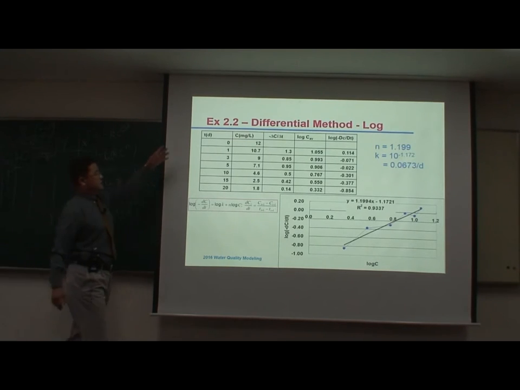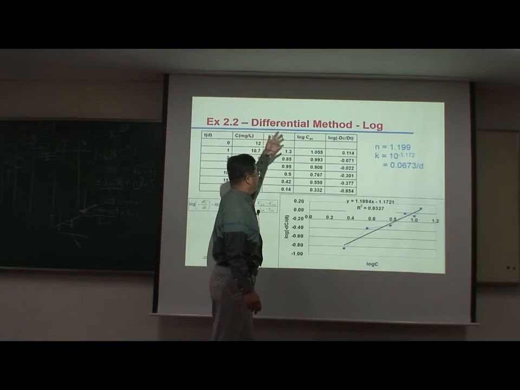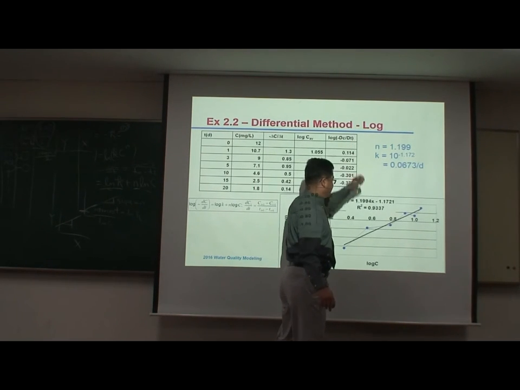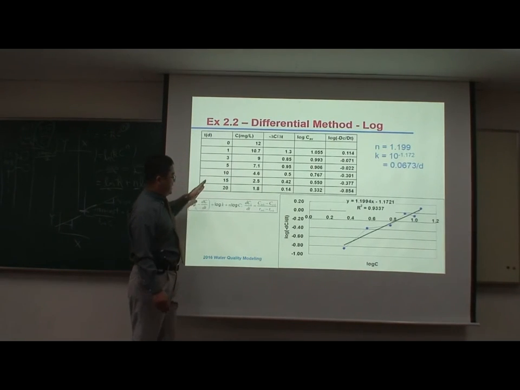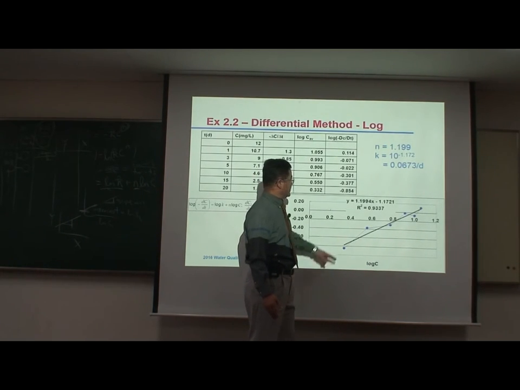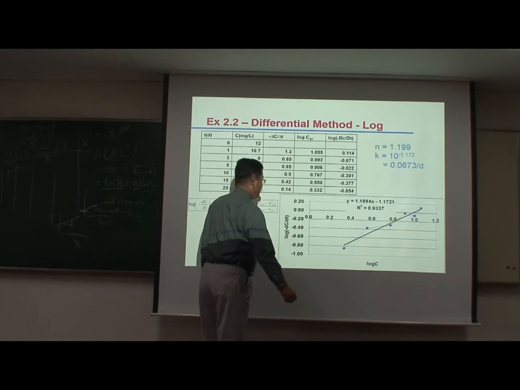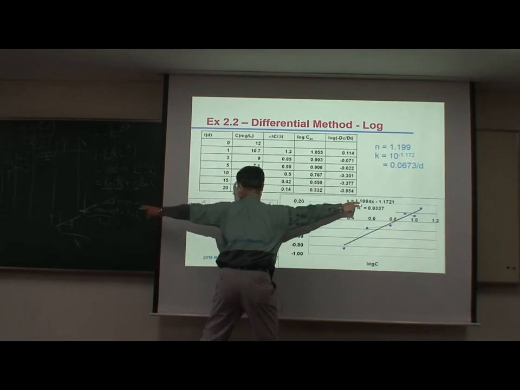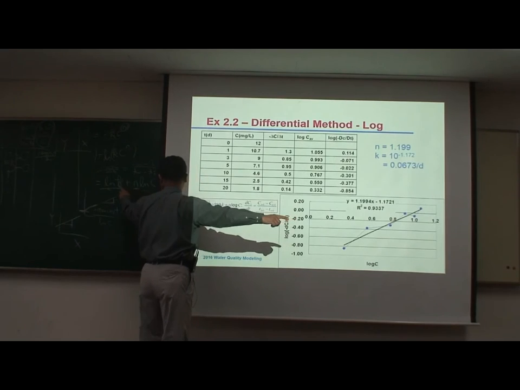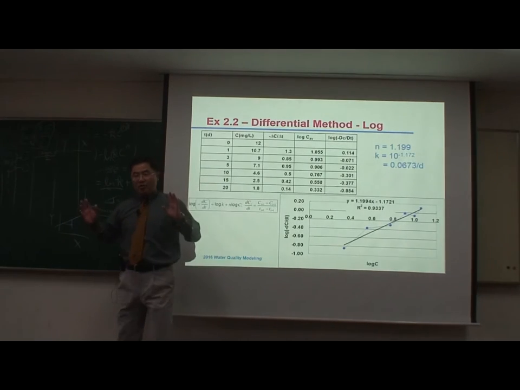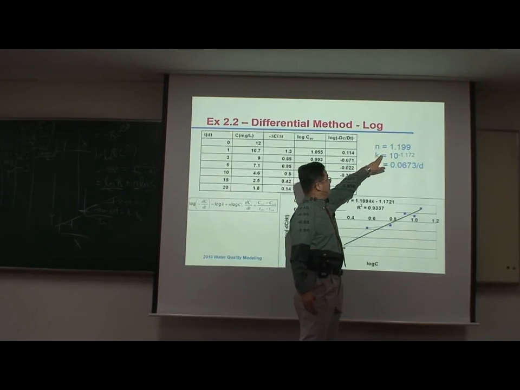So I have T, C, delta C over delta T, and log of average C. I draw a line, and then I got an equation like this, right? And if I compare this and that, what is my n? n is 1.19, okay? And my log of k is minus 1.1721.